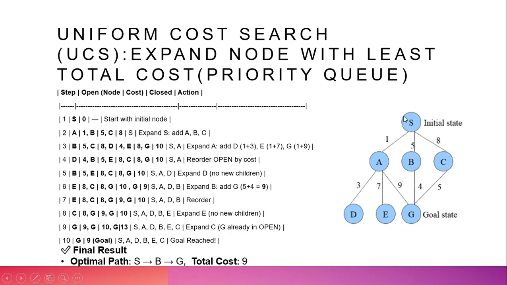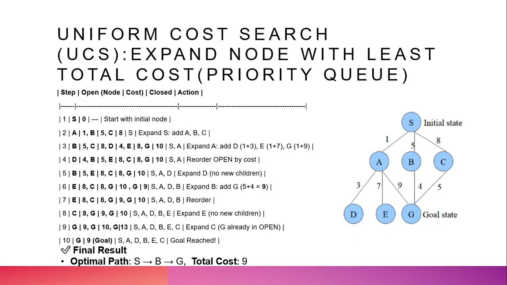So 5 plus 4 is 9. So path cost for G will be 9. So you can see G is added at the end. So B is expanded. Expanded node means visited node. Once we add the child node of that particular node, it is called an expanded node. Next you can see, G is added with the cost as 9.